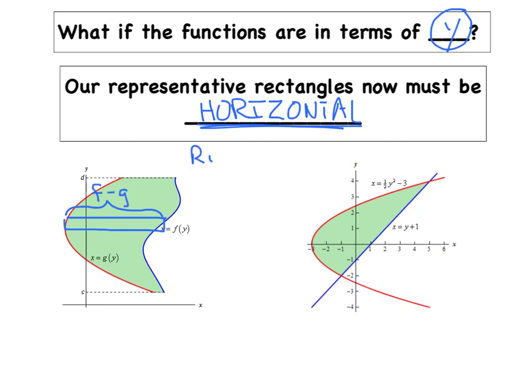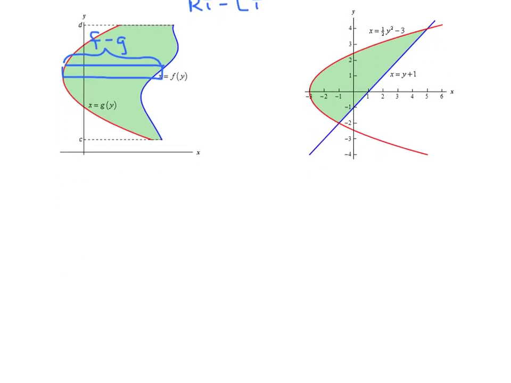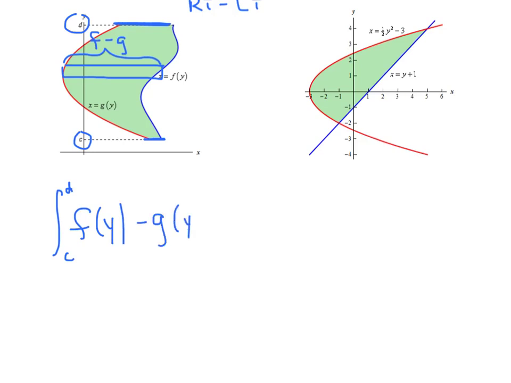So we need to start thinking right minus left. As I set up my integral, it's now going to be the integral from c to d, so you can see how we're starting at c and we're ending at d. And then we're going to do right minus left, f of y minus g of y. And what are we going to put at the end? Yeah, we got to put a dy at the end.